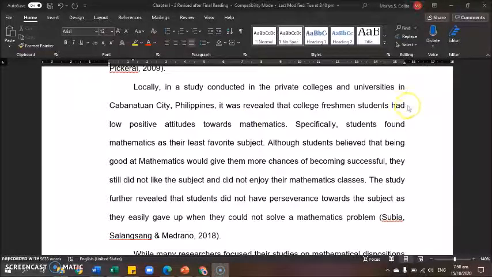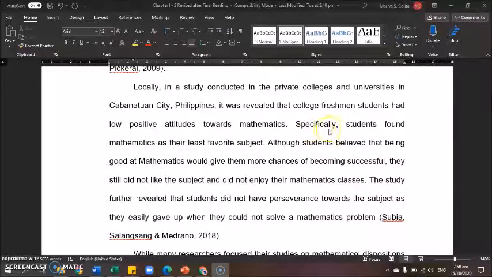So specifically, students found, so eto ngayon, 'di ba sabi, citing an authority or with citation 'yan. So this result of a study is from Subaya, Salangsang and Medrano 2018. So lahat ng sinabi na nandito, this is a result of a study conducted by Subia, Salangsang and Medrano 2018. Okay, so hindi galing sa author ng current research yan.